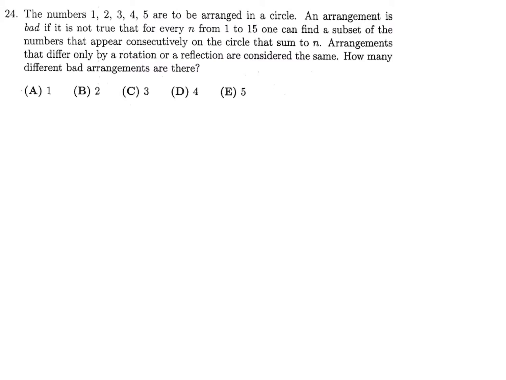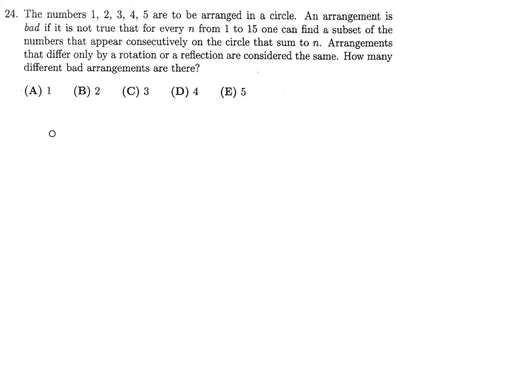The numbers 1, 2, 3, 4, 5 are to be arranged in a circle. An arrangement is bad if it is not true that for every n from 1 to 15, one can find a subset of the numbers that appear consecutively on the circle that sum to n. Arrangements that differ only by a rotation or a reflection are considered the same. How many different bad arrangements are there?